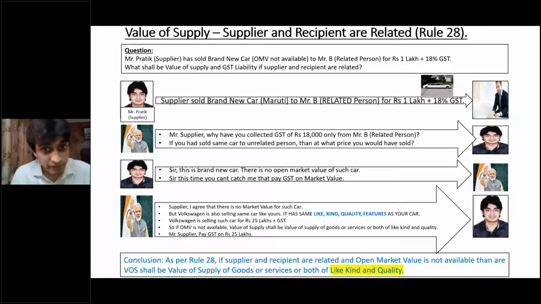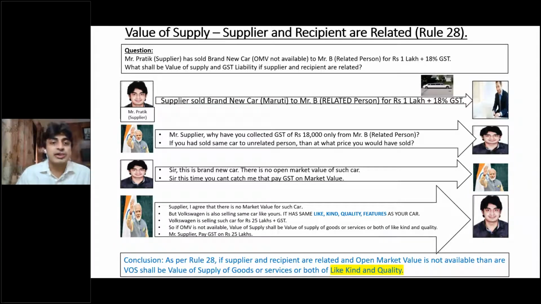Again, practically this is very difficult. Some additional feature, like kind and quality exact, how can I say? There is goodwill also. Same car, Volkswagen can sell for more, I can sell for less. But theoretically, bookish knowledge, this is the answer: like, kind and quality. Okay, so again I was caught as a supplier, I couldn't escape. So I tried the third technique.